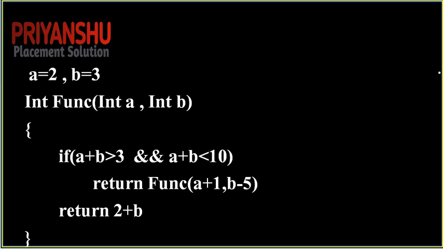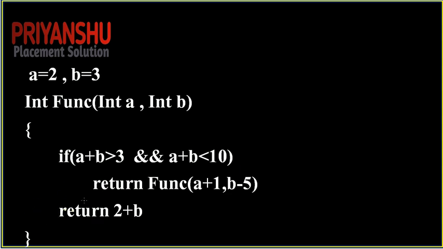So let's discuss the pseudocodes. Friends, this is our first pseudocode of today's video. In this pseudocode, as you can see, the value of a is 2 and the value of b is 3. A function is given, and in the function one if statement is executed if the condition is true, and else the return is executed.